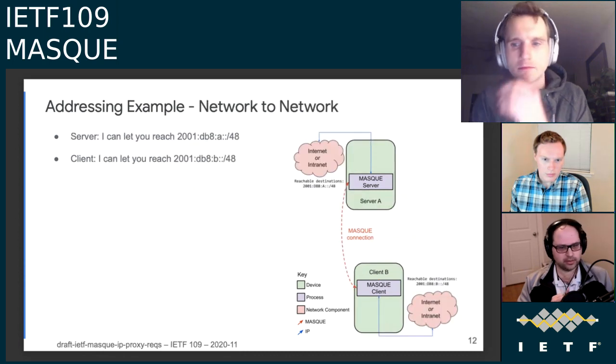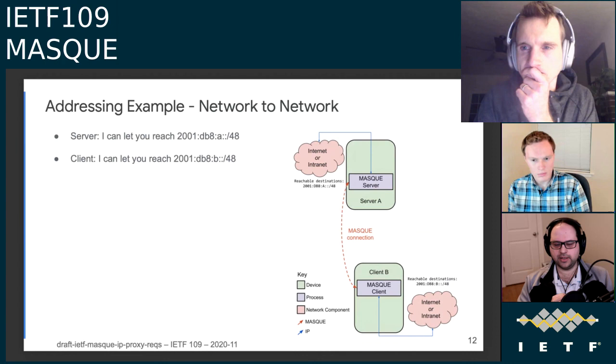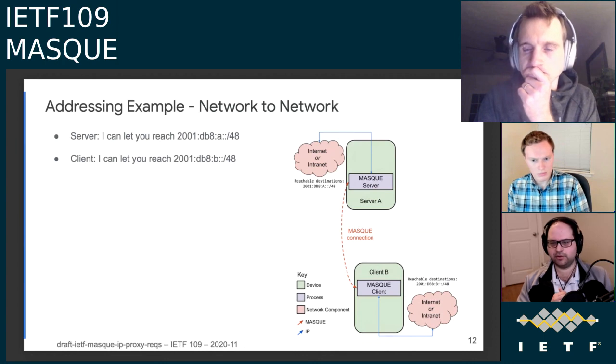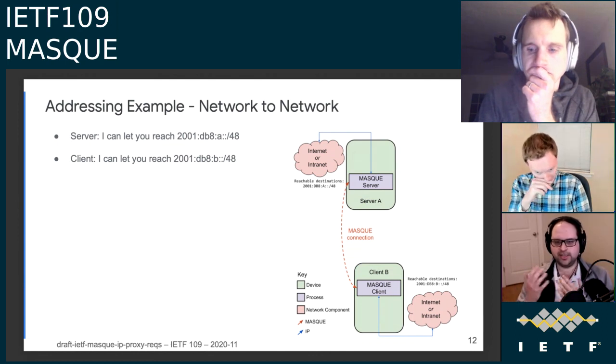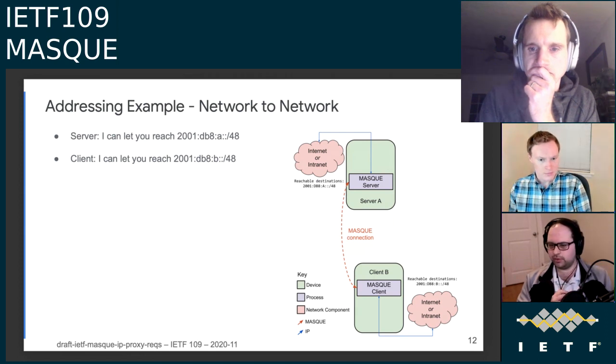Next slide. And finally, network-to-network is sort of a degenerate case in the inverse direction, where rather than saying, here, you have an address, the client says, here, I'll let you reach one range, and the server says, I'll let you go and reach another.